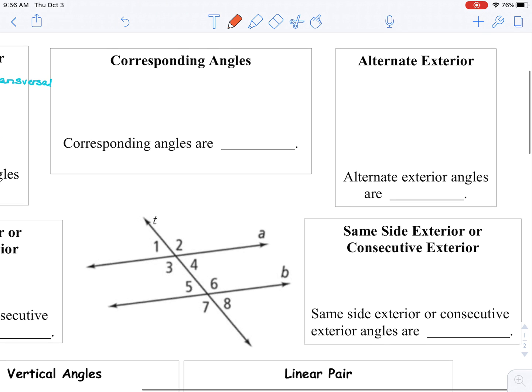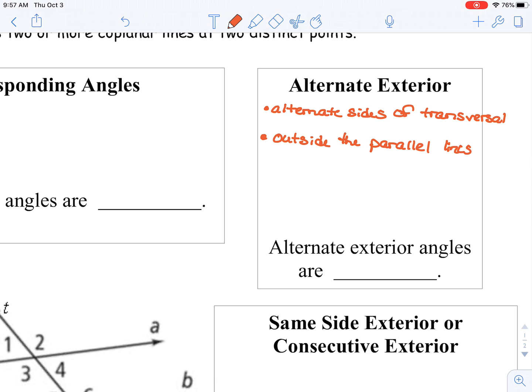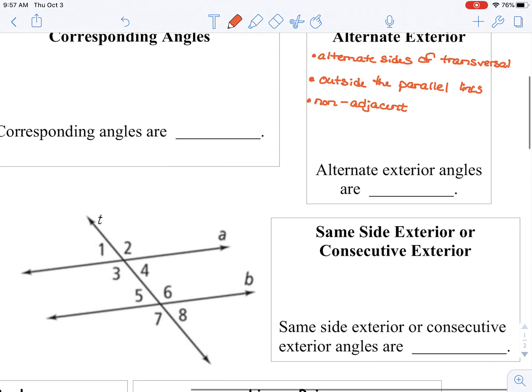Really similar to that on the right-hand side is alternate exterior angles. You're still going to be on alternate sides of the transversal. That's why we called them alternate. But now you have the label of exterior angles. This means these angles have to be outside the parallel lines. And again, we need to throw in here that these are non-adjacent angles. So different sides of the transversal. You need to name one angle from one side of this line and one from the other. And they need to be outside the parallel line.